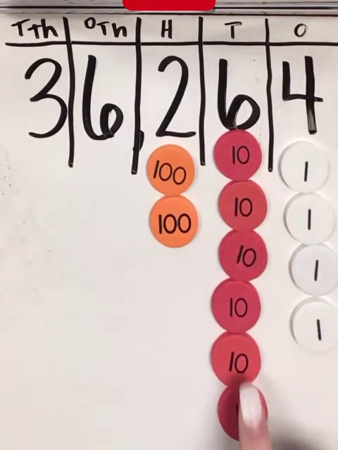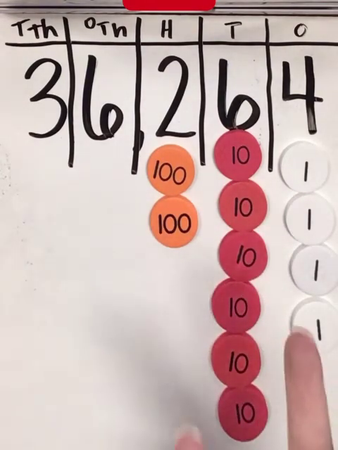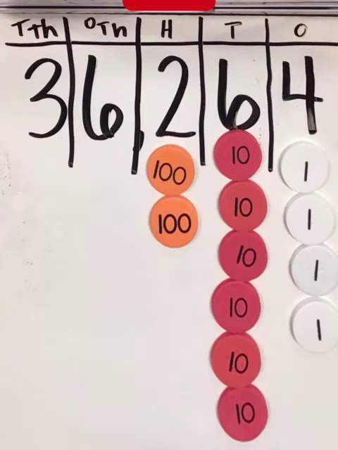How many tens do we have to make 100? Let's count. 10, 20, 30, 40, 50, 60, 70, 80, 90, 100. We have to have 10 tens to make a 100. That's because our hundreds place is 10 times greater than the tens. So we need 10 tens to make a 100.